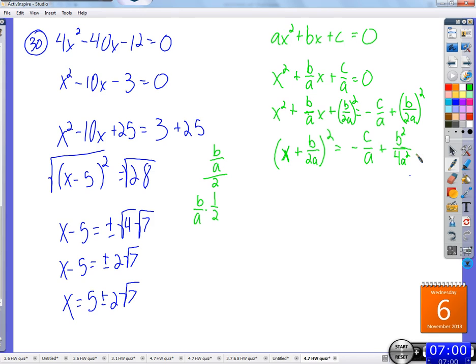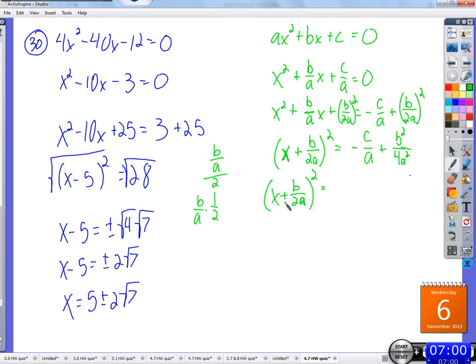Okay. We're going to do a step or two here. We're going to leave the left side alone. We're not going to do anything with that. We're just going to clean up the right side for a couple steps. x plus b over 2a squared. Wait, fix your plus. Oh, sorry. Plus. Thank you.